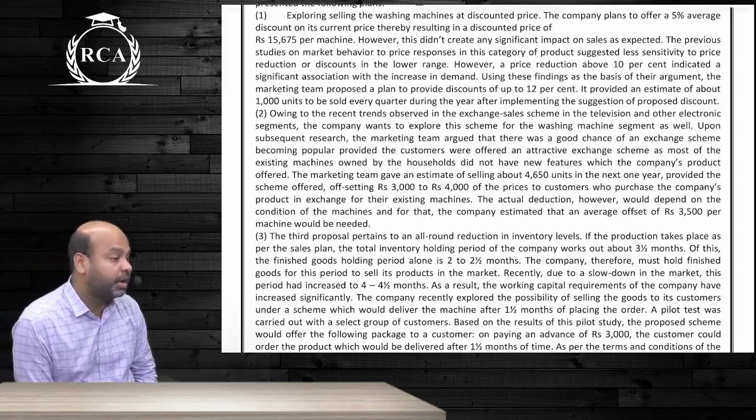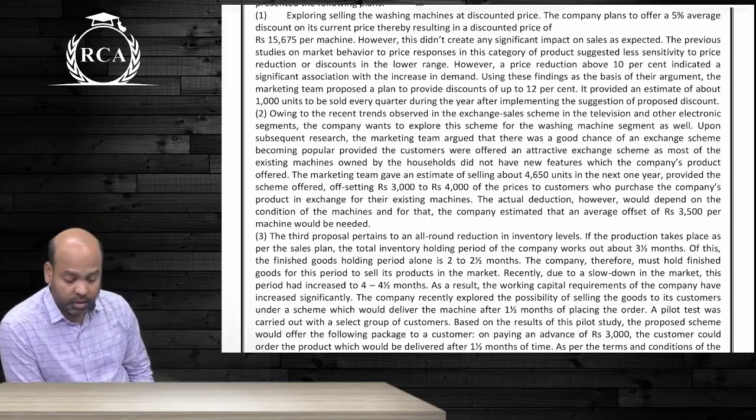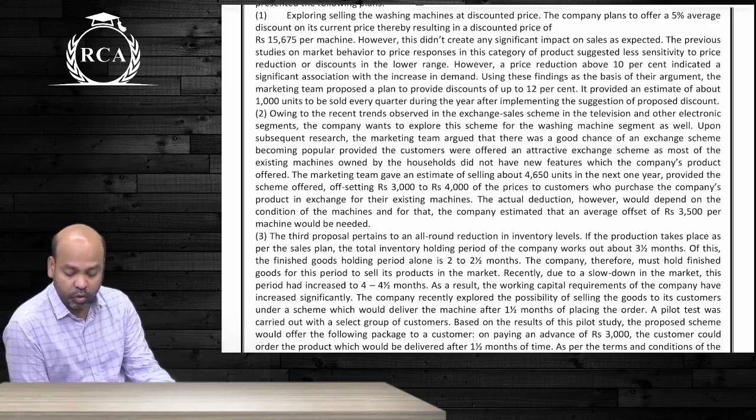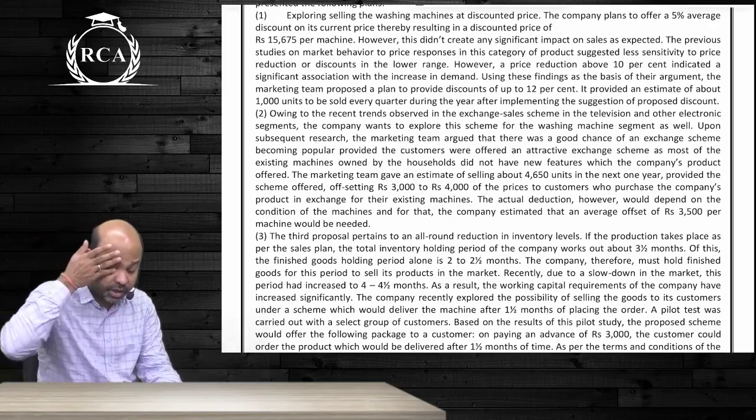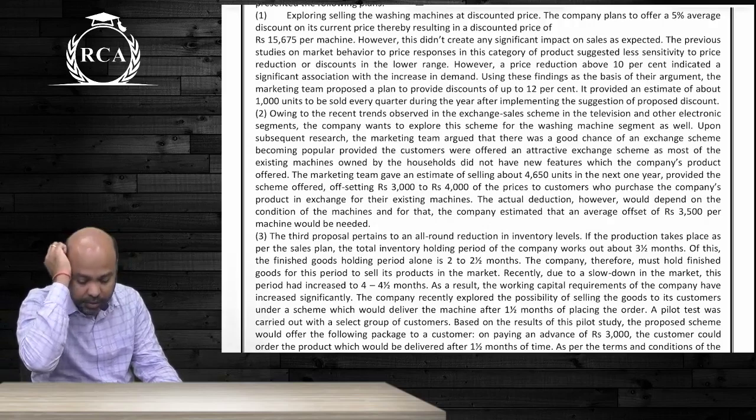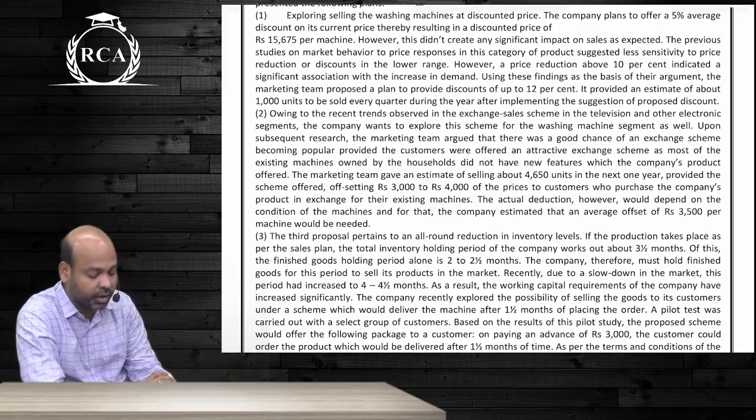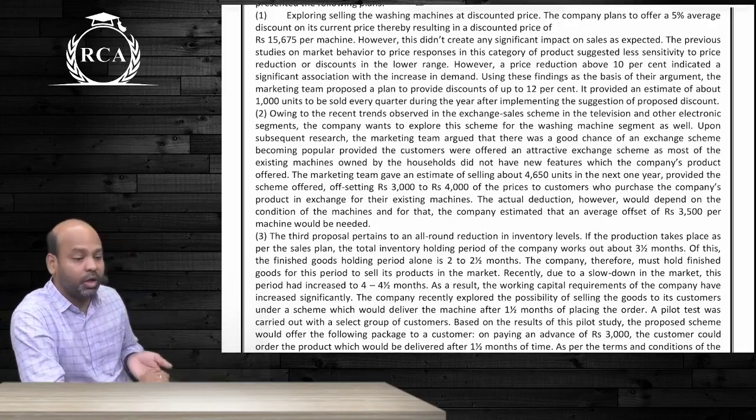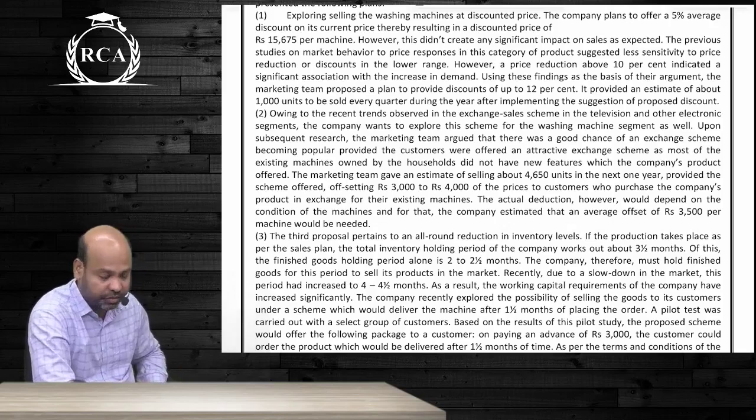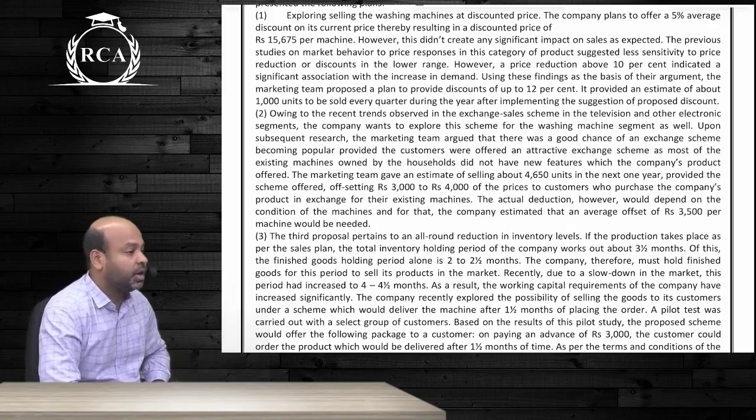Volume is already given, beta. Provided the scheme offered offsetting rupees 3,000 to 4,000 of the prices to customers who purchase the company's product in exchange for their existing machines. The actual deduction, however, would depend on the conditions of the machines, and for that, company estimated an average offset of 3,500 per machine will be needed. Normal selling price 16,500, exchange discount 3,500, net selling price 13,000.